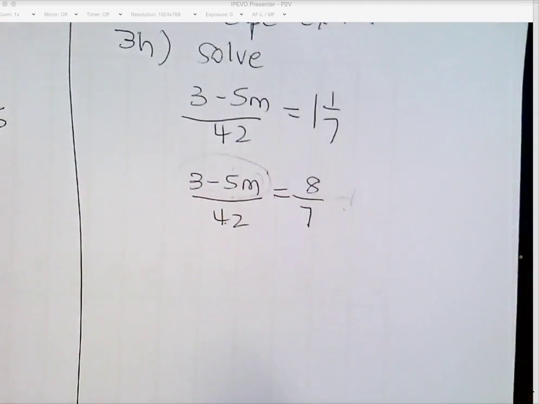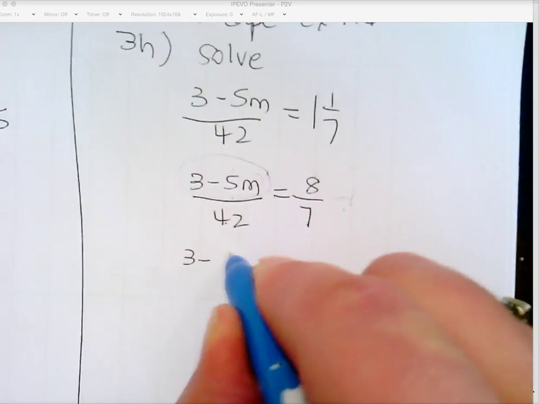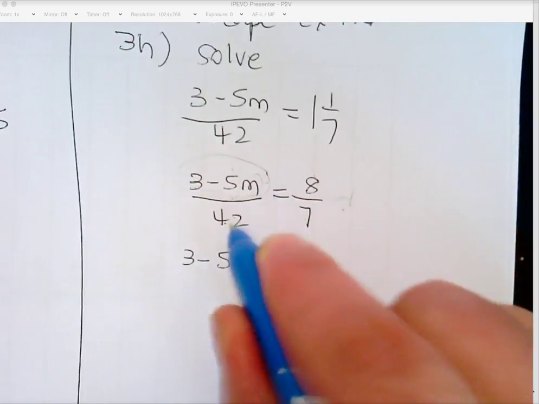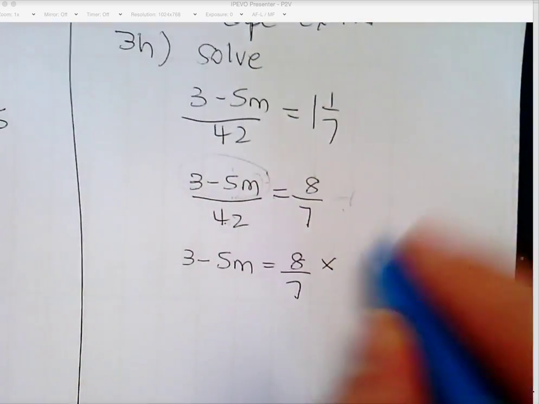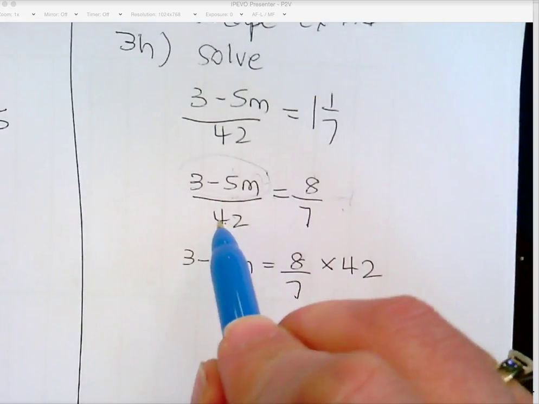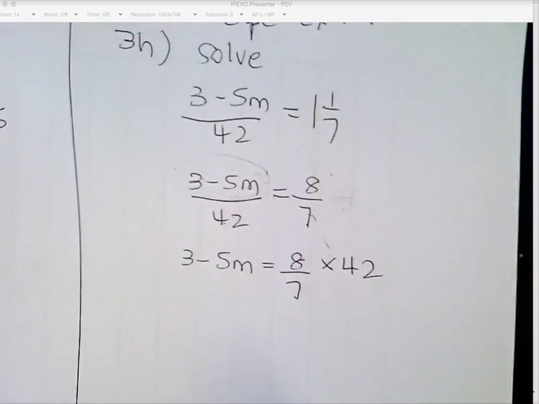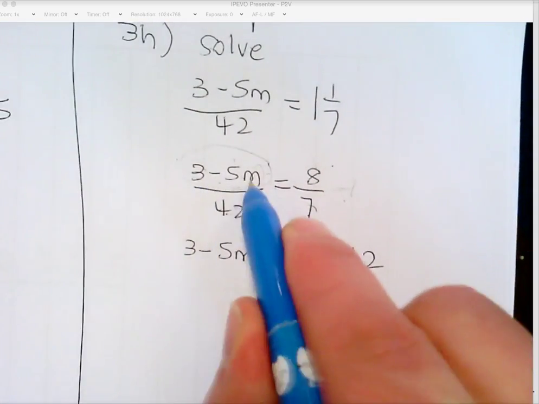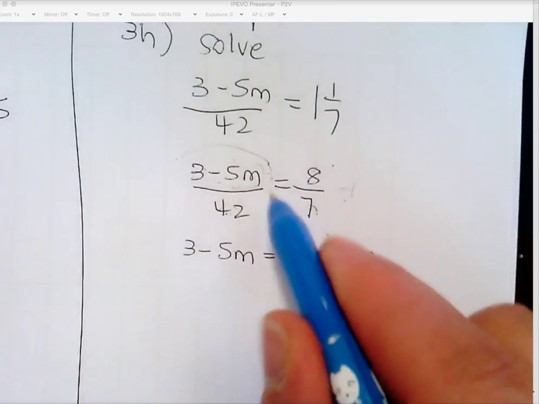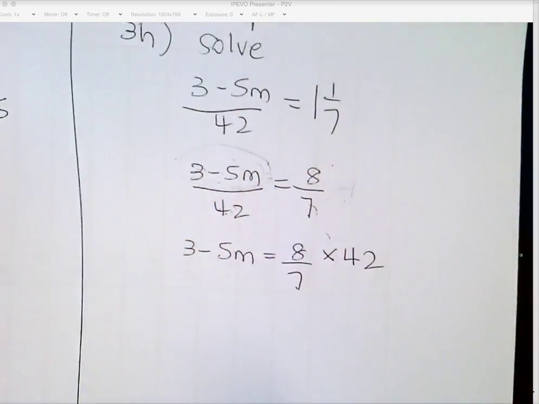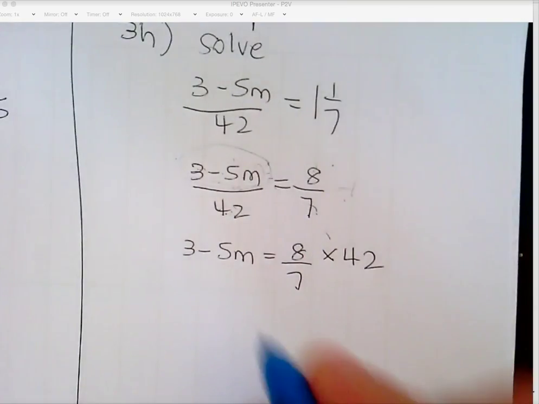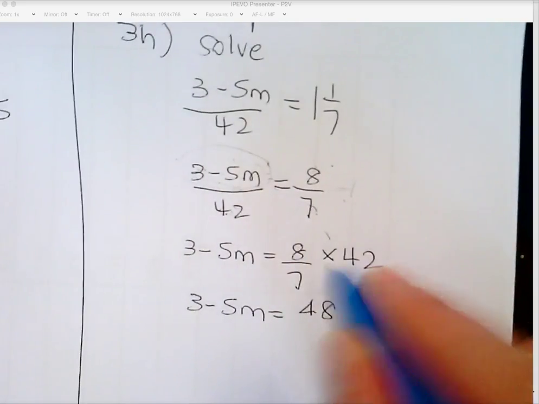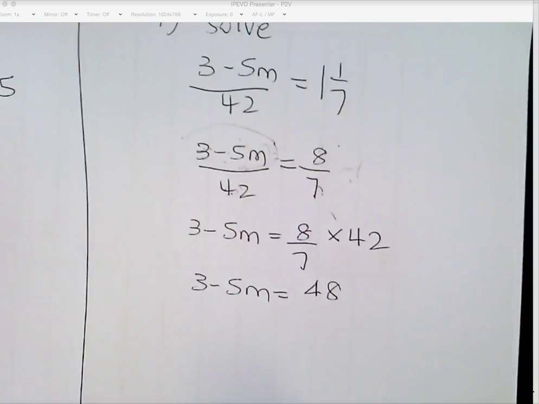Now, what we're really doing, yes, so this one, actually the best way to do it, would be 3 minus 5m divide by 42. What would you do with the divide by 42? So yeah, you don't need to times 42 by that and do this side as well. So this is not the best example for cross multiply. So we'll just do it like that. 3 minus 5m over 42 equals 8 over 7. 3 minus 5m divided by 42, inverse operation would be to times by 42. And we get 3 minus 5m equals 48. Because 8 over 7 times 42 is 48.